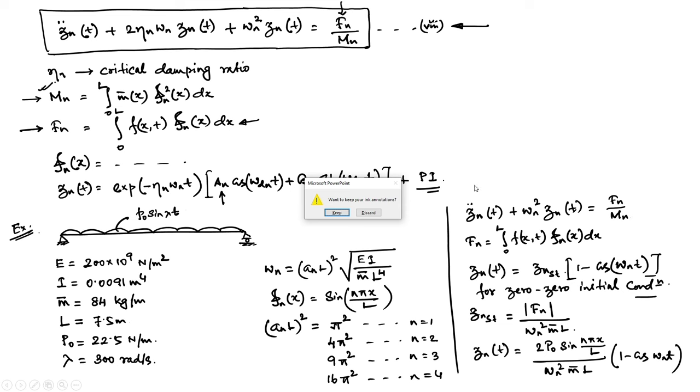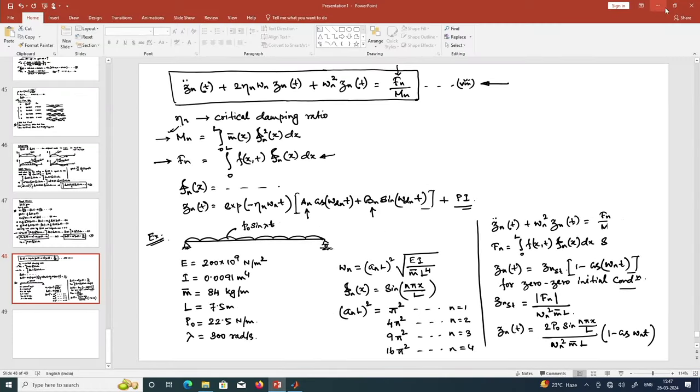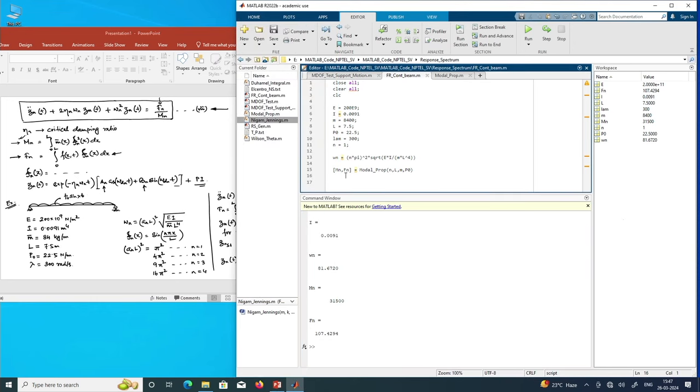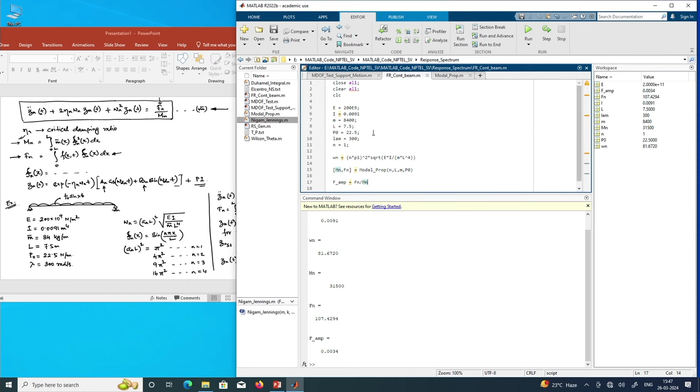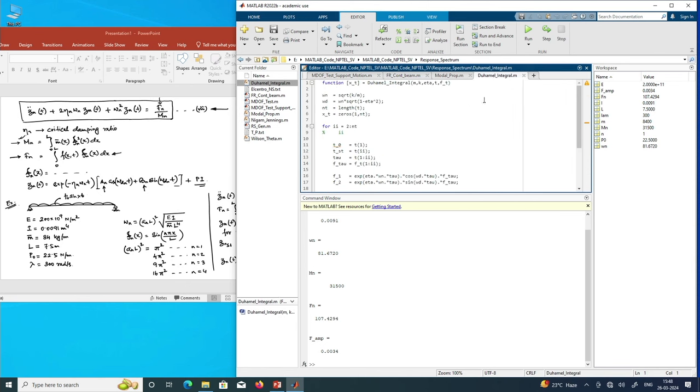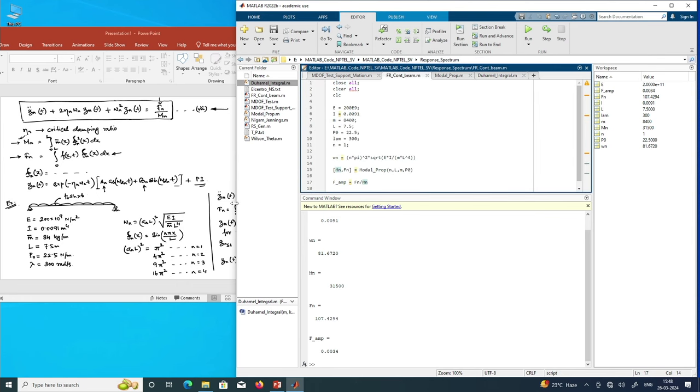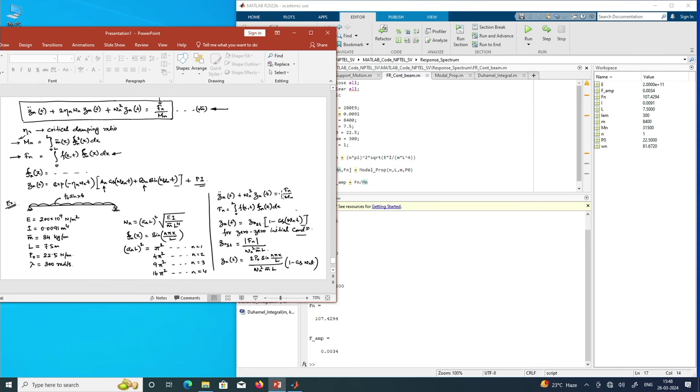So what we can do now is we can obtain this if amplitude is equal to f n divided by m n, right. So that is the amplitude of the force, and then we can find out the solution in closed form, or we can also find out the solution using any other, for example, say Duhamel integral. So this is what we did earlier, so we can also use this expression to find out the solution.